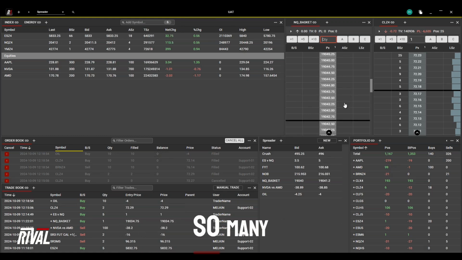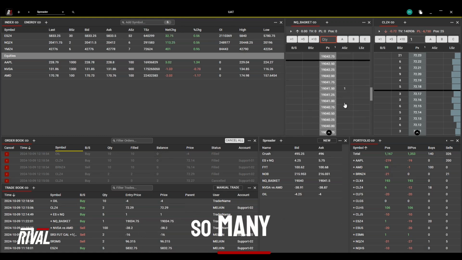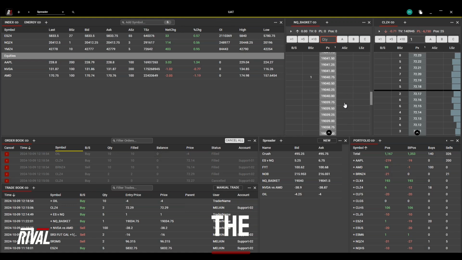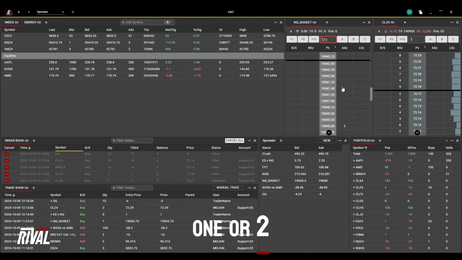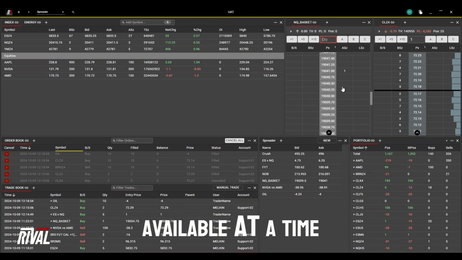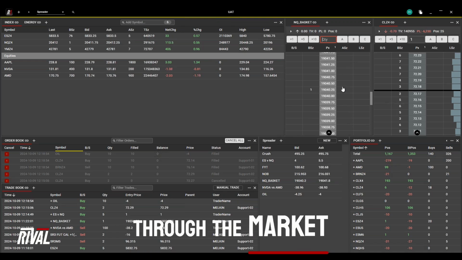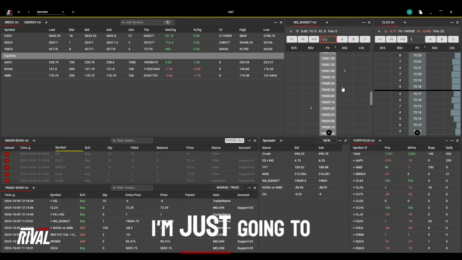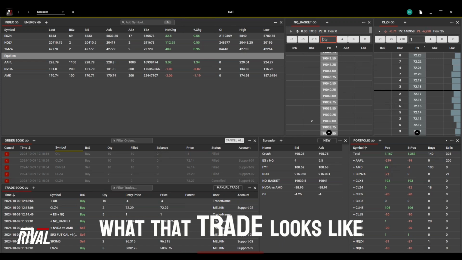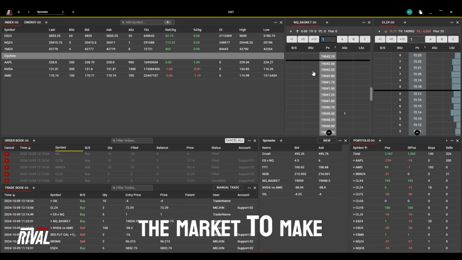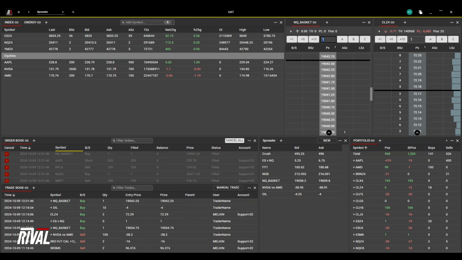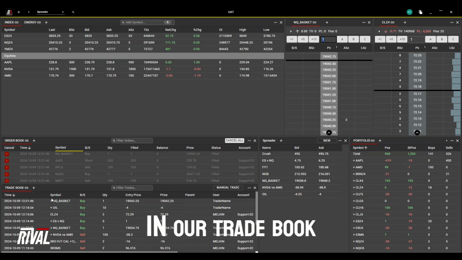Because we've got so many equities in there, at the top of book price we're only going to see probably one or two, 3 or 4 quantity available at a time. Now you can certainly pay through the market, but in this case, I'm just going to buy a 1 lot so we can see what that trade looks like. So I'm going to buy a 1 lot of my basket. I'm going to pay through the market to make sure I get a fill. And let's take a look at our fill in our trade book.